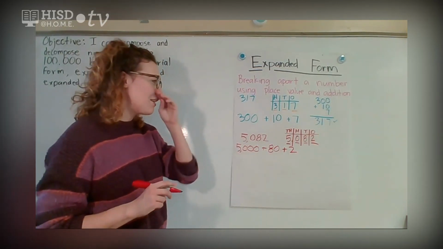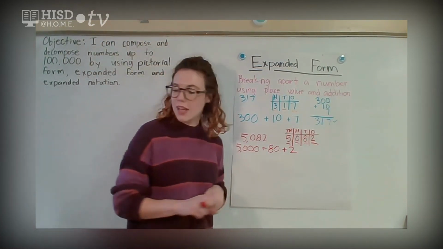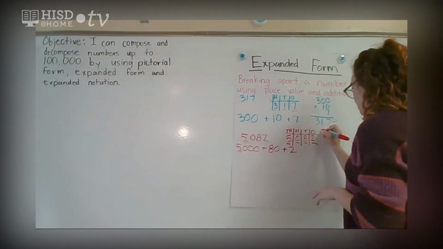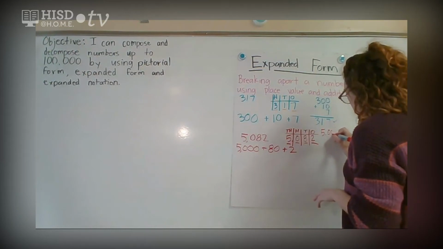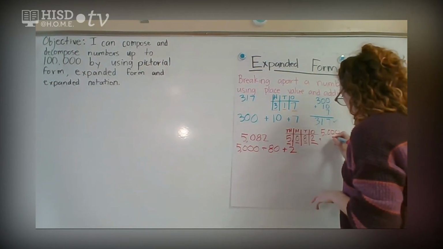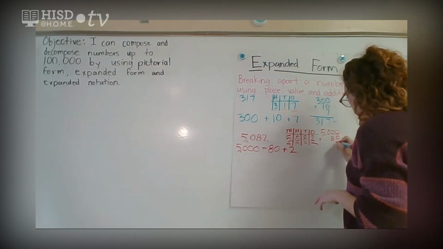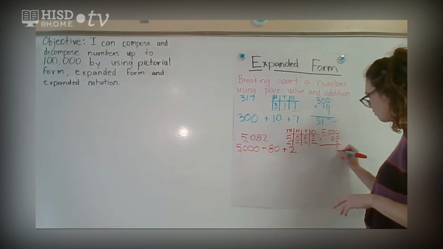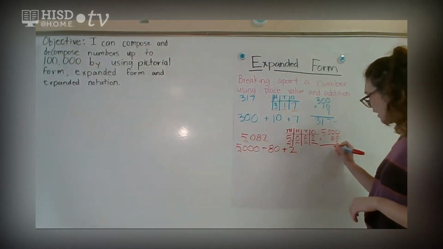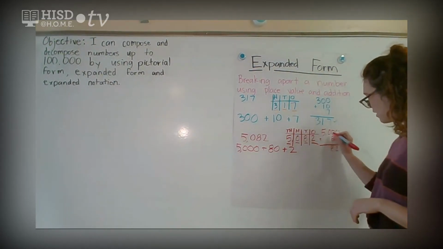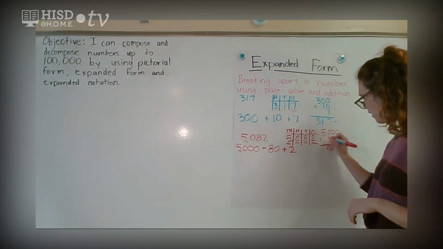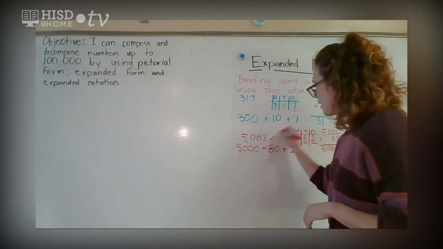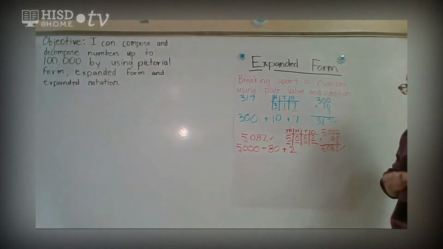Now I can double check over on the side by adding 5,000 plus 80 plus 2. 0 plus 0 plus 2 is 2. 0 plus 8 is 8. 0 plus nothing is 0. And 5 plus nothing is 5. 5,082. My numbers match. I have the correct answer.